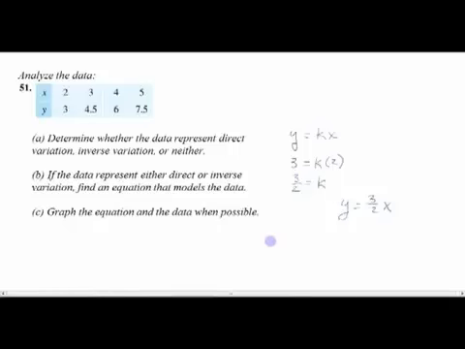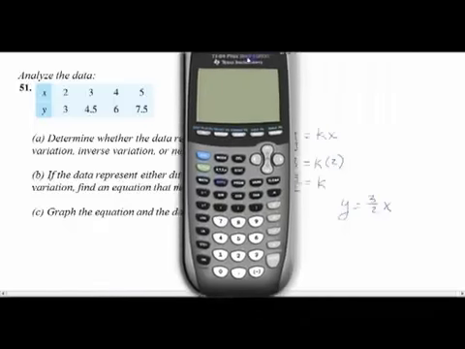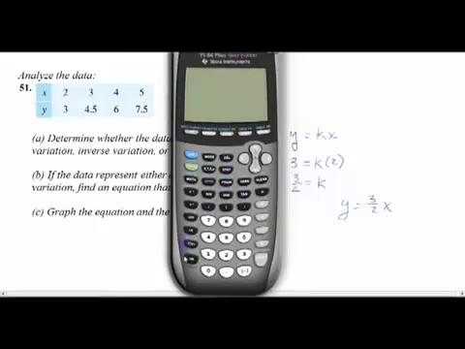It must fit each of the data points. If there's even one data point where this model does not work, then it's not going to be a direct model. So let's grab the calculator, and we're going to put in, of course, 2 times 3/2. We get a 3. Let's put in the 3. 3 times 3/2 there. And we get 4.5.